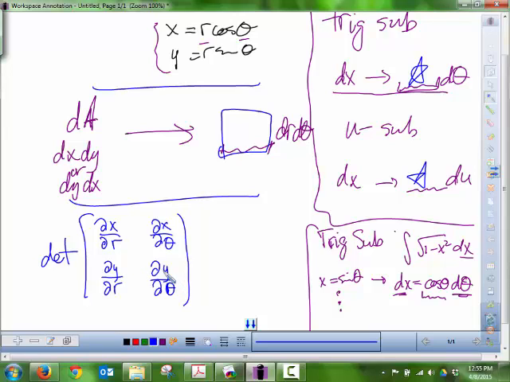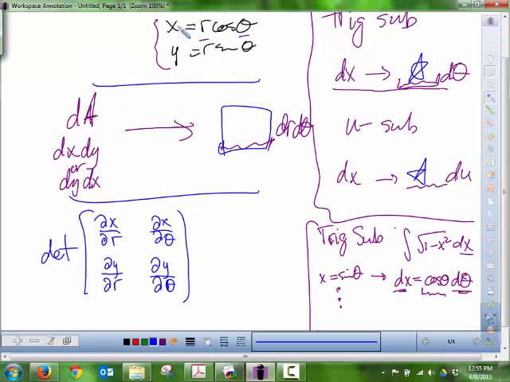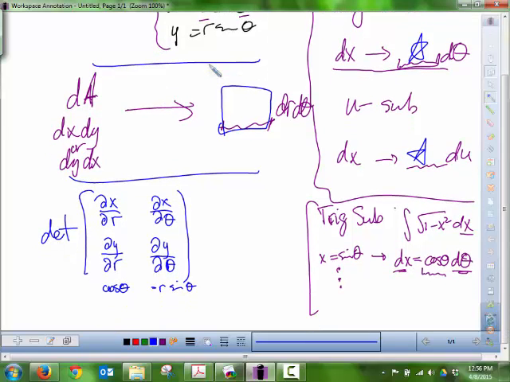What is the determinant of that? Well, let's figure out those partial derivatives first. The partial of x with respect to r is what? So cosine theta. The partial of x with respect to theta is what? And the partial of y with respect to r. And the partial of y with respect to theta.